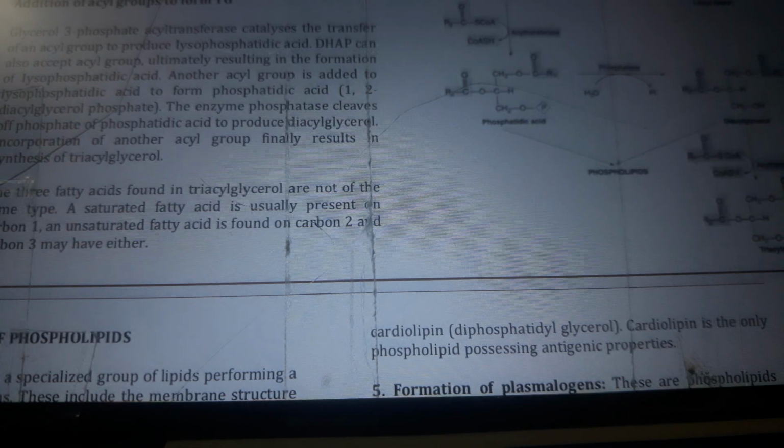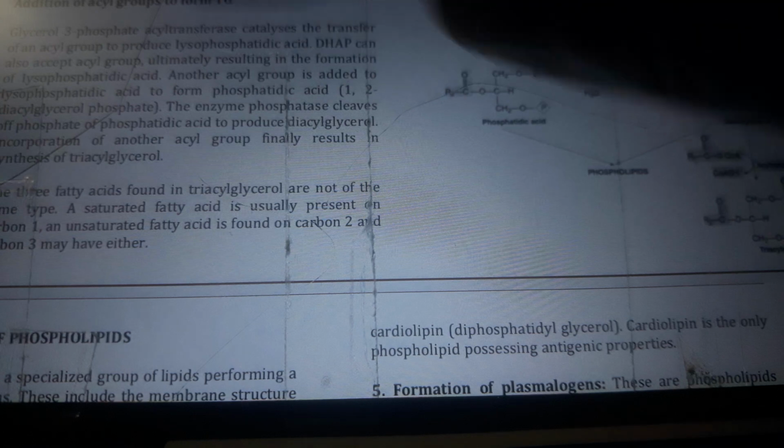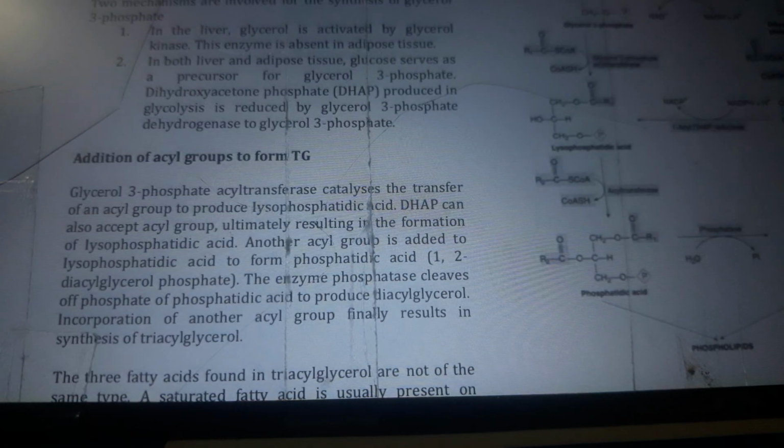Glycerol 3-phosphate acyl transferase catalyzes the transfer of an acyl group to produce lysophosphatidic acid. DHAP can also accept an acyl group, ultimately resulting in the formation of lysophosphatidic acid. Another acyl group is added to lysophosphatidic acid to form phosphatidic acid, 1,2-diacylglycerol phosphate. The enzyme phosphatase cleaves the phosphate of phosphatidic acid to produce diacylglycerol. Incorporation of another acyl group finally results in synthesis of triacylglycerol.